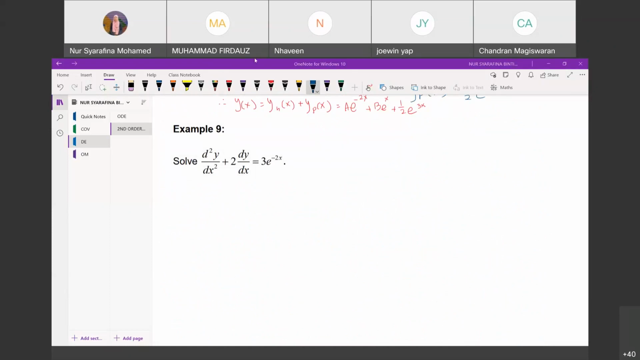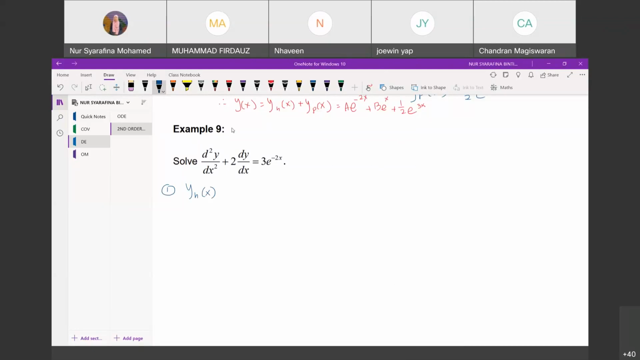We have how many participants? 43, 44. Yes, come on. What is our first step? Should I call the name or do you want to volunteer? We find the YH. Okay, good. Thank you, Dayang.